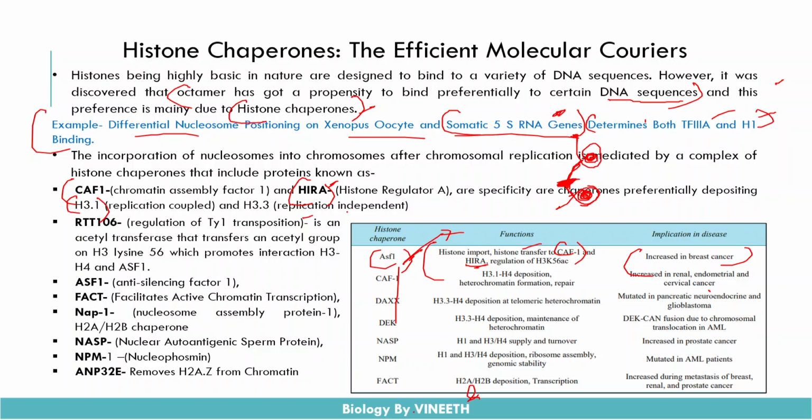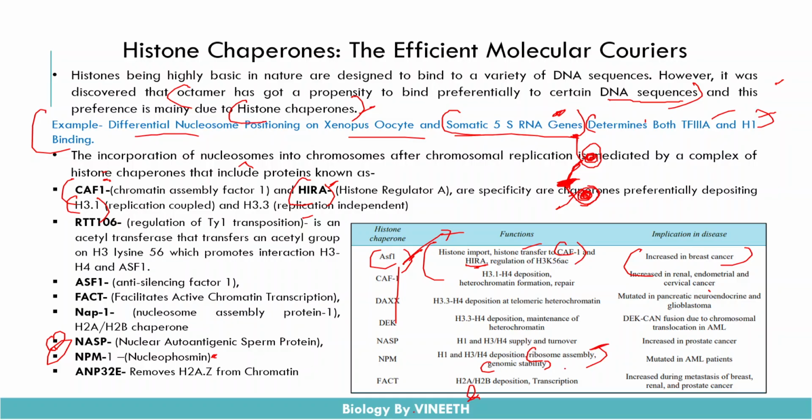Then we have NASP, nuclear autoantigenic sperm protein, mainly involved in depositing or importing H1, H3 and H4 histones, and also increasing the turnover of these histone proteins. NPM1, also called nucleophosmin, is responsible for depositing H1, H3 and H4, with roles similar to NASP. But nucleophosmin is also involved in ribosome assembly as well as genomic stability, which is quite an important point.